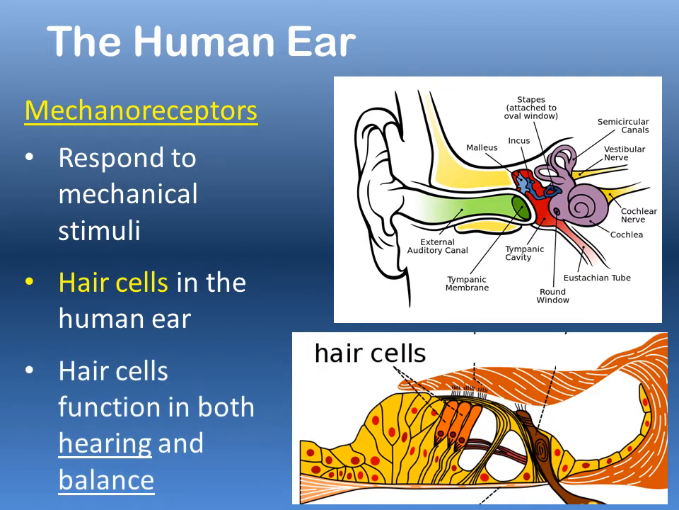The human ear functions to detect both hearing as well as balance, rotational and gravitational balance, and all of these functions involve the use of the hair cells.